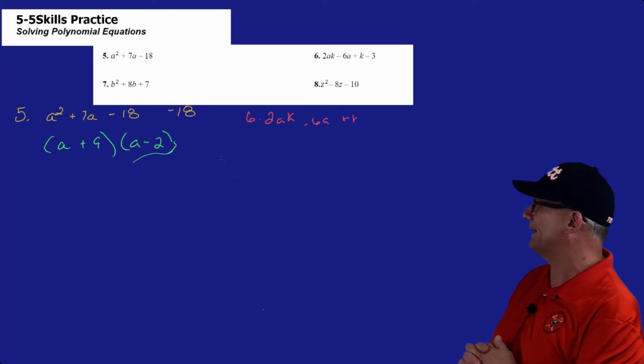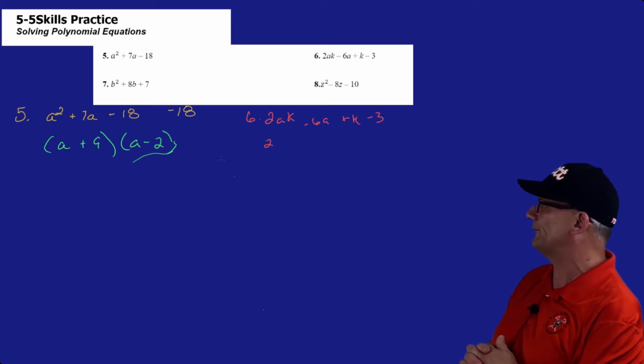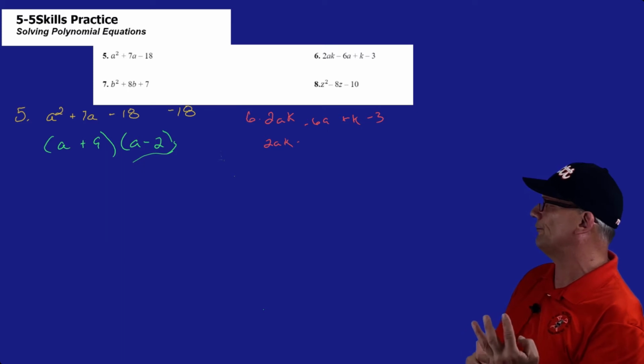All right, number 6. 2ak minus 6a plus k minus 3. Now, you've got 4 terms.